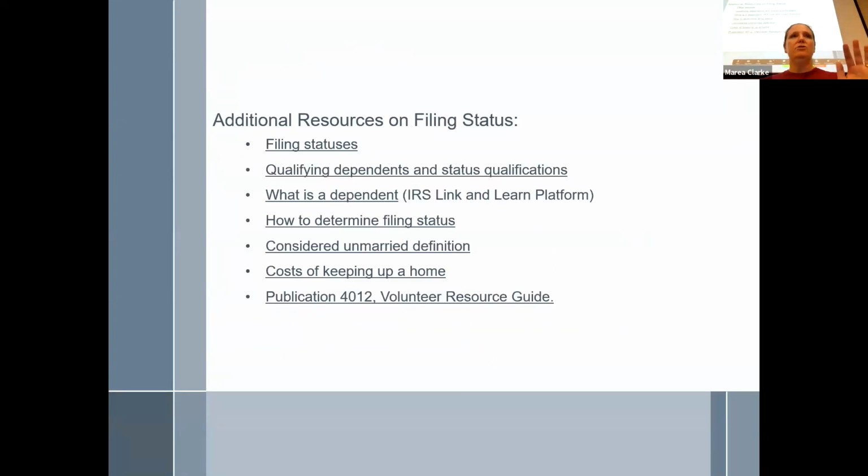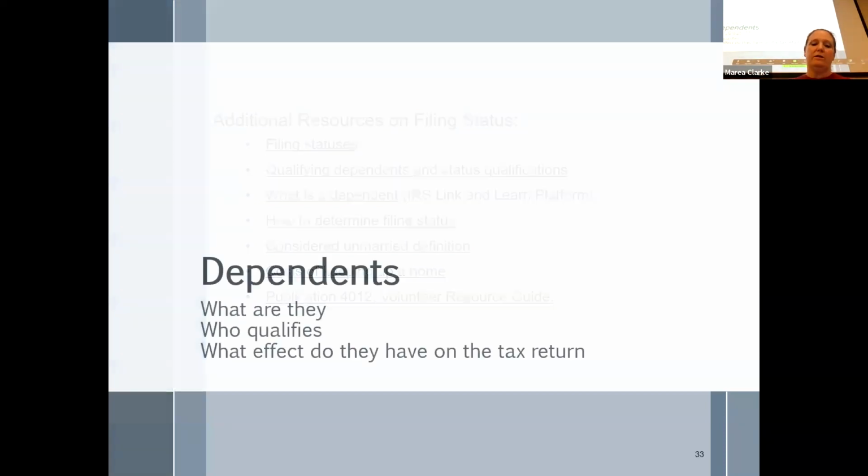There's a bunch of links here for additional resources, little guides about how to do this. And Publication 4012, like I said, has a really good little flow chart that helps walk you through who can file as a head of household, who can file as surviving spouse, all that kind of good stuff.